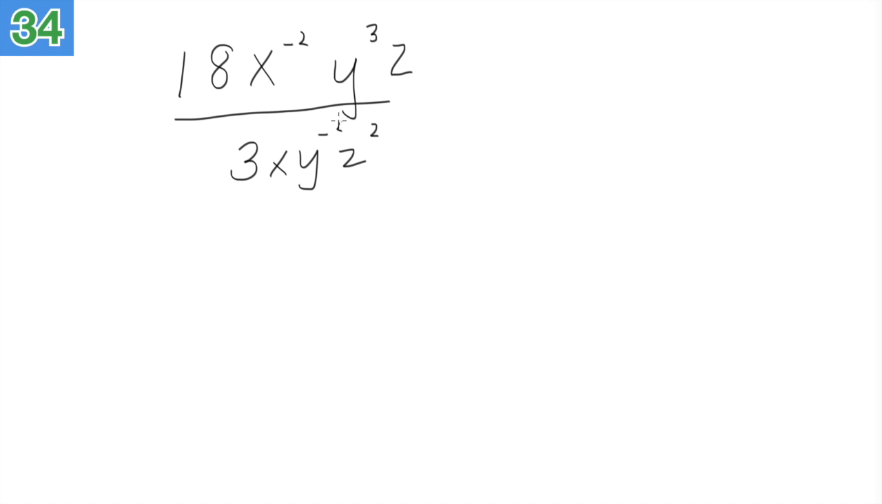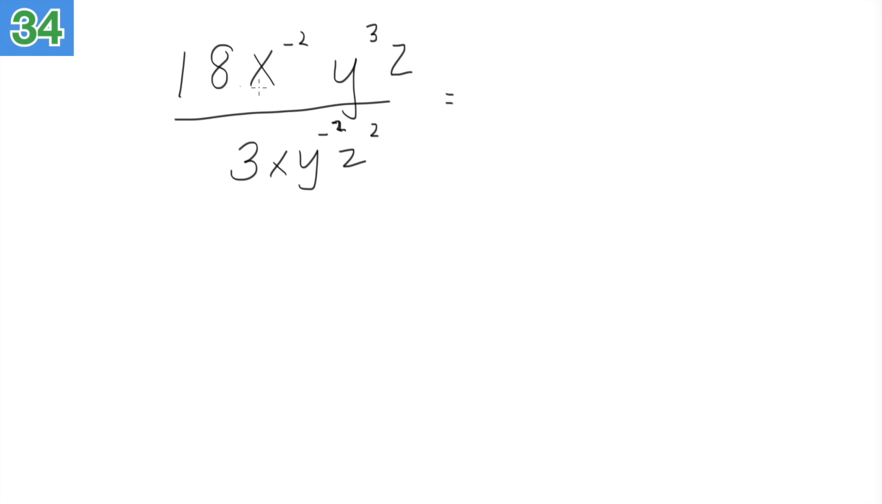We have 18x to the negative 2, y cubed, z, over 3xy to the negative 2, z squared. So when we're dealing with negative exponents, it just means that they belong on the other side of a fraction. It means that they'd be happier being positive on the other side. That's kind of what it means in a very simple sense.